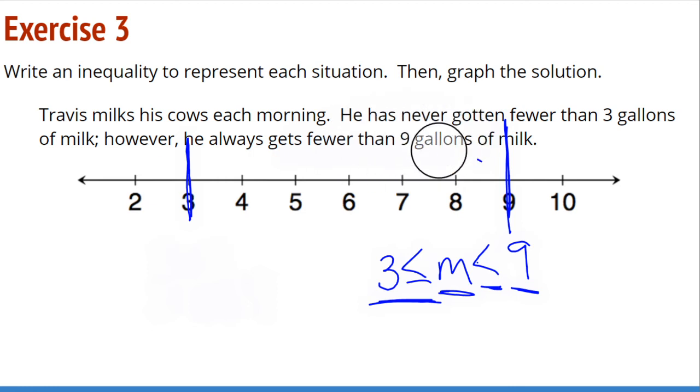Putting that on the graph here, greater than or equal to 3, less than 9, and our range is there.